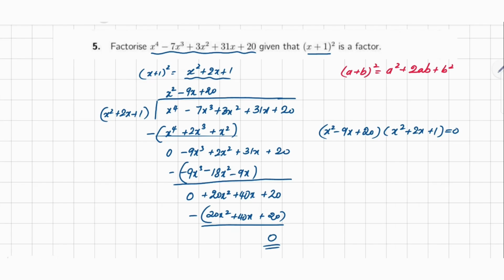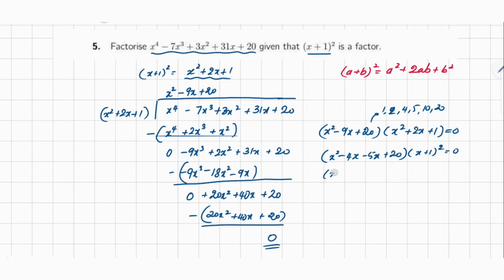We just have to factorize the polynomial in the question. For this, we can split the middle term. The factors of 20 are 1, 2, 4, 5, 10, and 20. 4 and 5 give us 9. So we can write it as minus 4x minus 5x plus 20. And this is just x plus 1 the whole squared expanded. So we can write it as such.